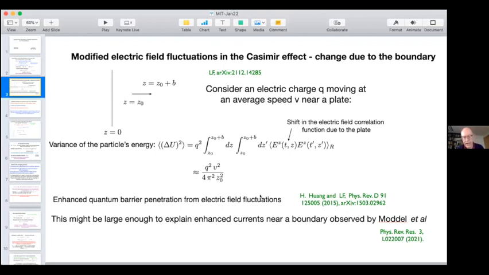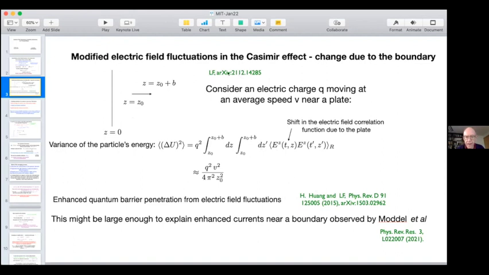And one of the physical effects that electric field fluctuations, either with or without plates, can have is they can enhance quantum barrier penetration. That is, if you have a charged particle that is tunneling through a barrier, then the quantum electric field fluctuations can increase the tunneling probability. That's discussed in this particular paper. Here, this paper is dealing with just vacuum effects without boundaries, but the presence of boundaries will enhance this effect.